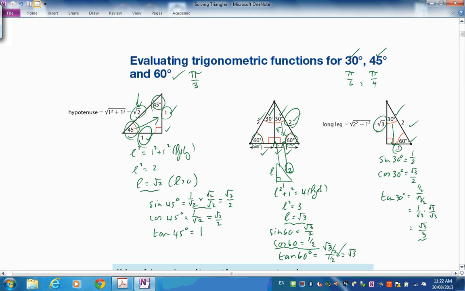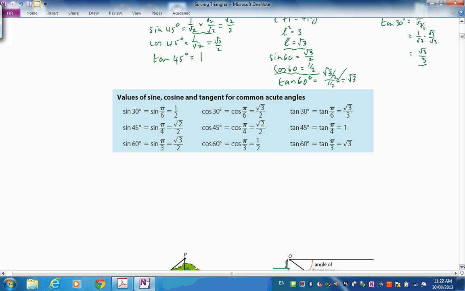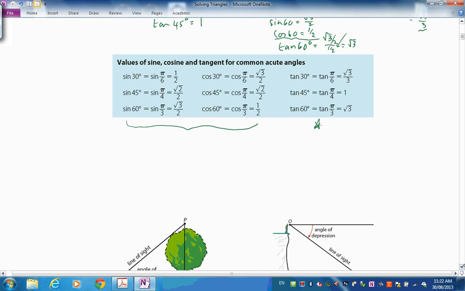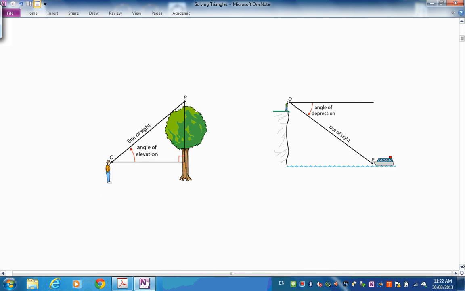So let's come down and have a look at the summary we've got here, taking some screen clippings from Pearson's. So there's the list of all of them. So perhaps copy those down. I'd be suggesting that you memorise the sines and cosines and work the tangents out as sine over cosine. All right, come on down and let's use some of this in right-angled triangles.